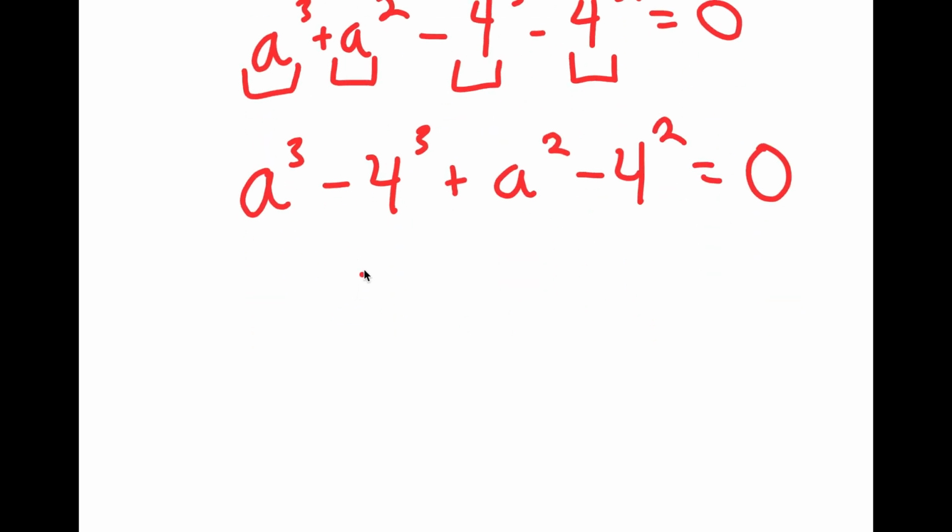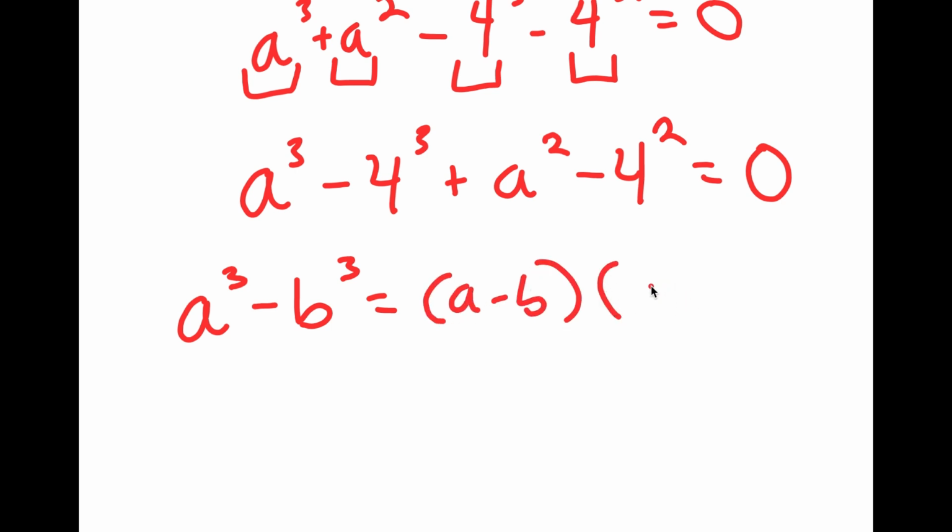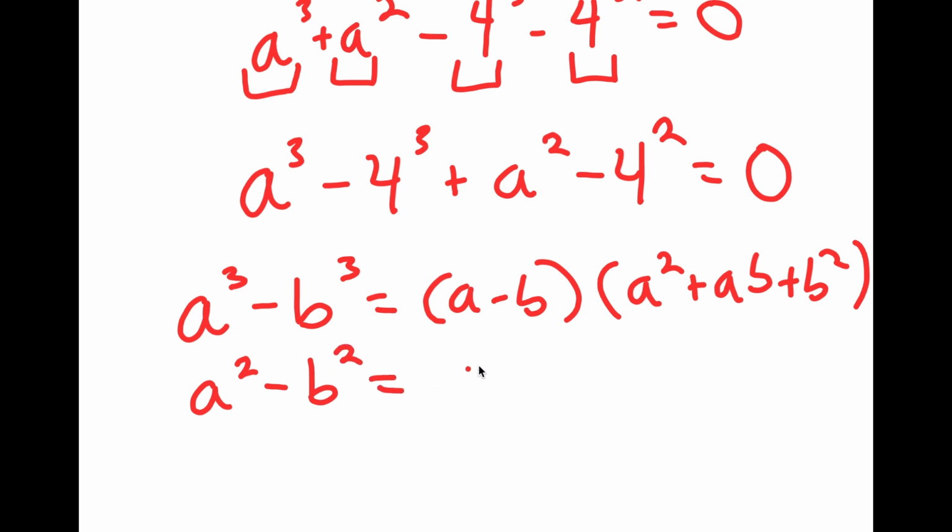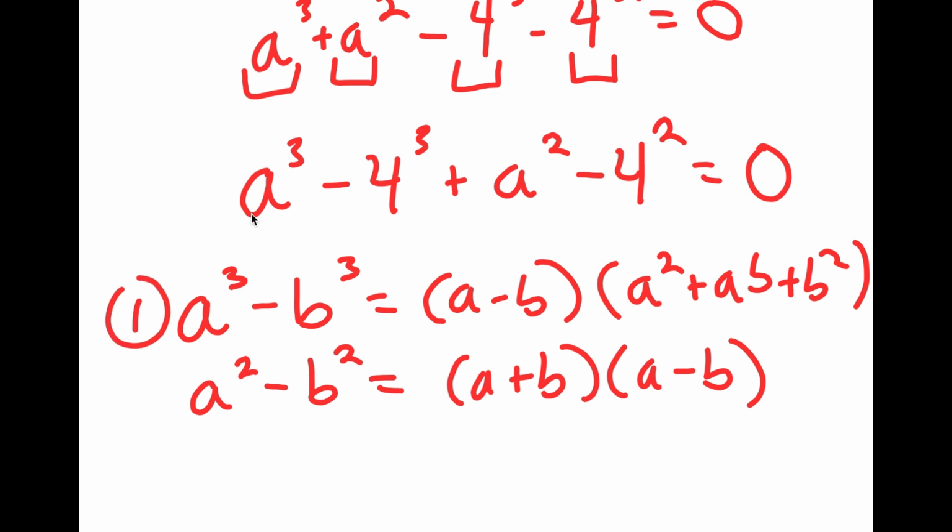And now I'm going to use two different properties. The first is that if I have something in the form a to the power of 3 minus b to the power of 3, this is equal to a minus b times a squared plus ab plus b squared. And if I have something in the form a squared minus b squared, this is equal to a plus b times a minus b. So we're going to use the first one on a to the power of 3 minus 4 to the power of 3, and the second one on a squared minus 4 squared.